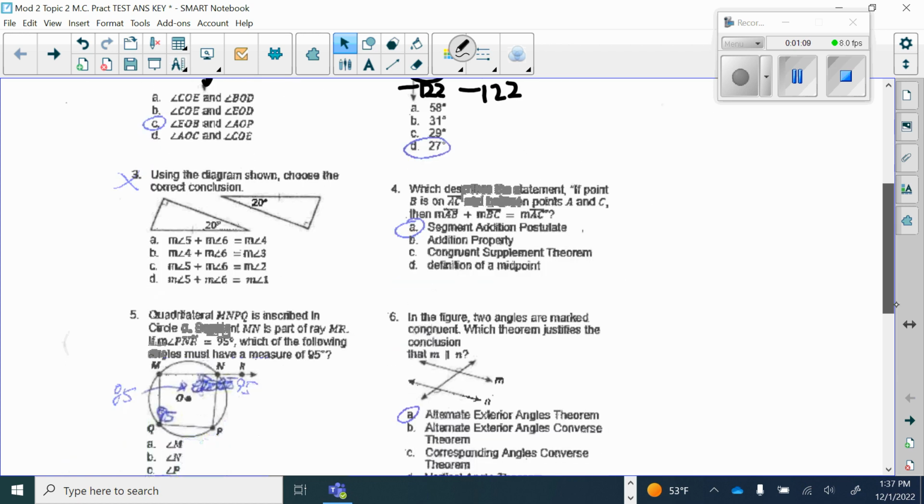Next, this is all messed up. There's no angles here. That's why I have it crossed out. So don't worry about that.